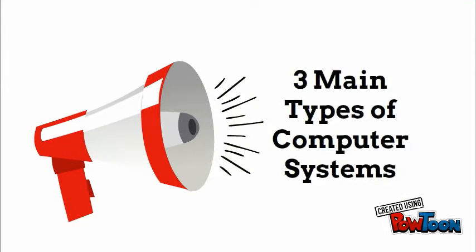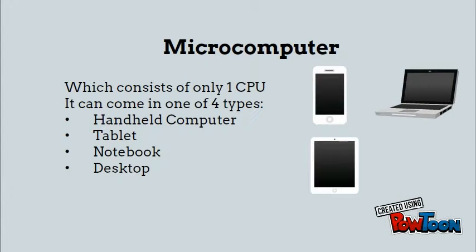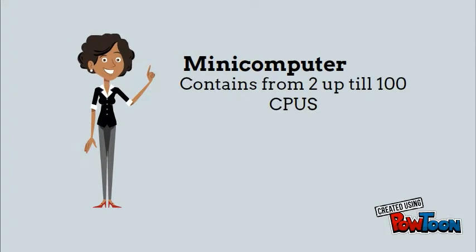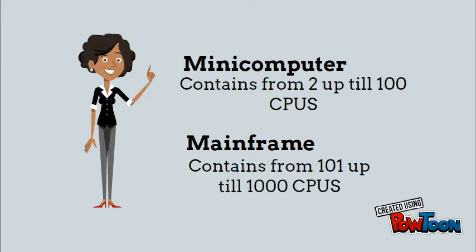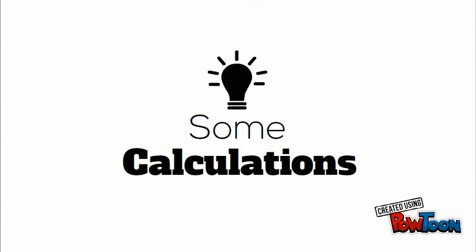Now, let's look at the three main types of computer systems. First is the microcomputer, which consists of only one CPU and comes in one of four types: handheld, tablet, notebook, or desktop. The mini-computer contains from 2 up to 100 CPUs, while the mainframe contains from 101 up to 1000 CPUs. And now we'll do some calculations.